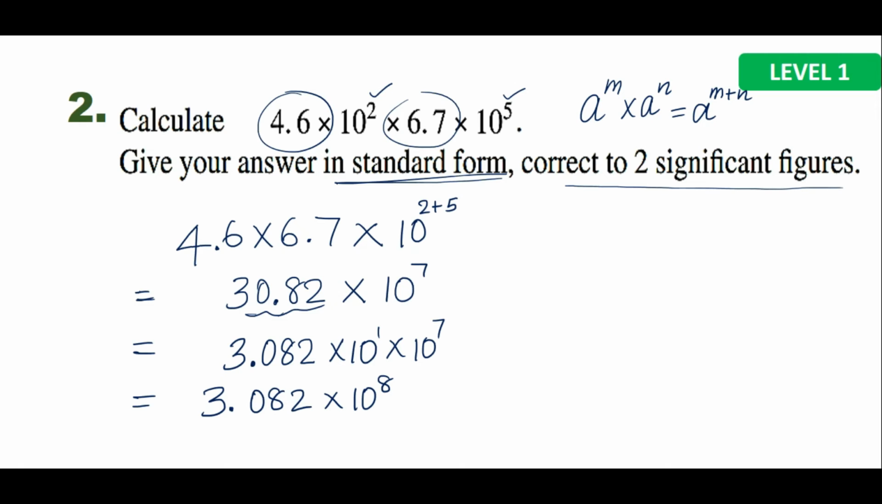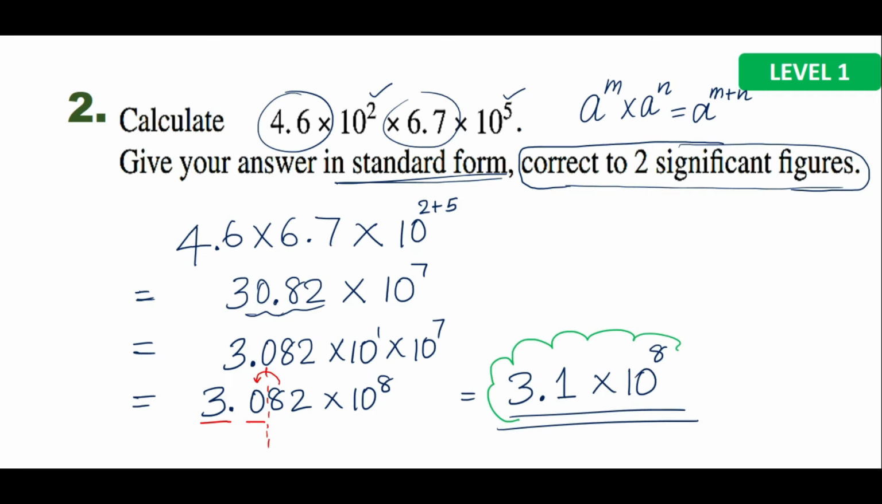Now this is not the final answer because you still have to write your answer in standard form correct to two significant figures. So the digit after the two significant figures here is 8. So you will have to add a plus 1 here, which makes your answer 3.1 times 10 to the power 8. This is your final answer.